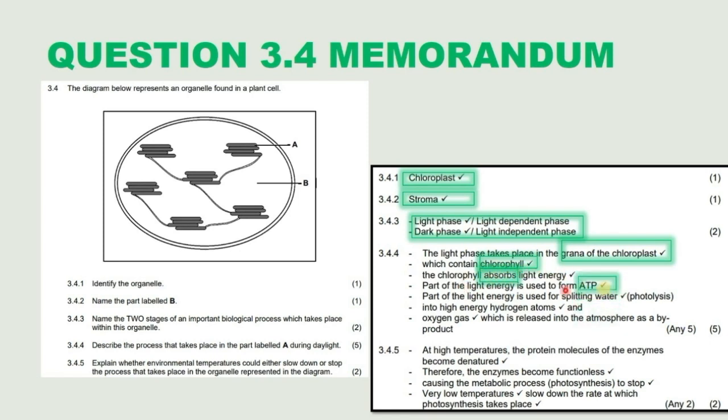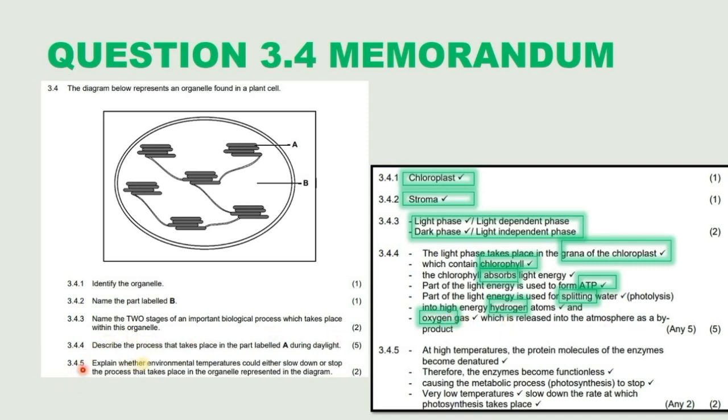Then the light energy is used to form ATP. The light energy is also used to split the water molecule, and that process is known as photolysis. Remember, the word photo refers to light and lysis means to break down. So this forms an energy-rich hydrogen, and also the oxygen molecule, which then enters the atmosphere.